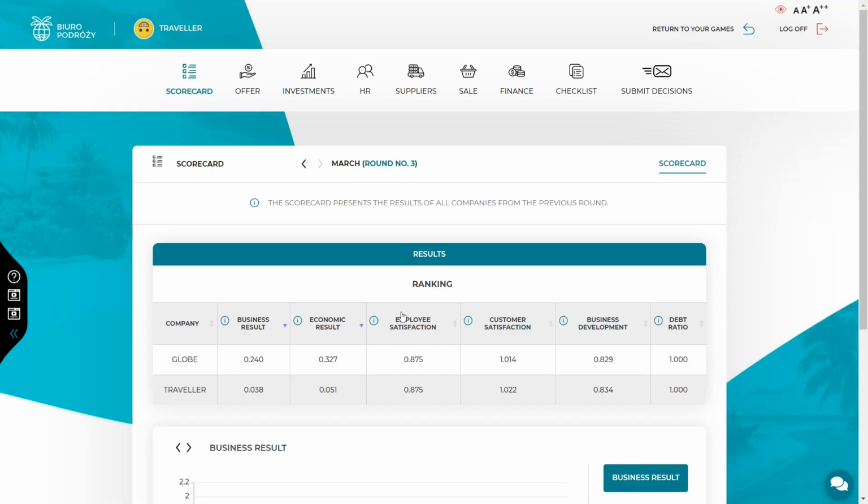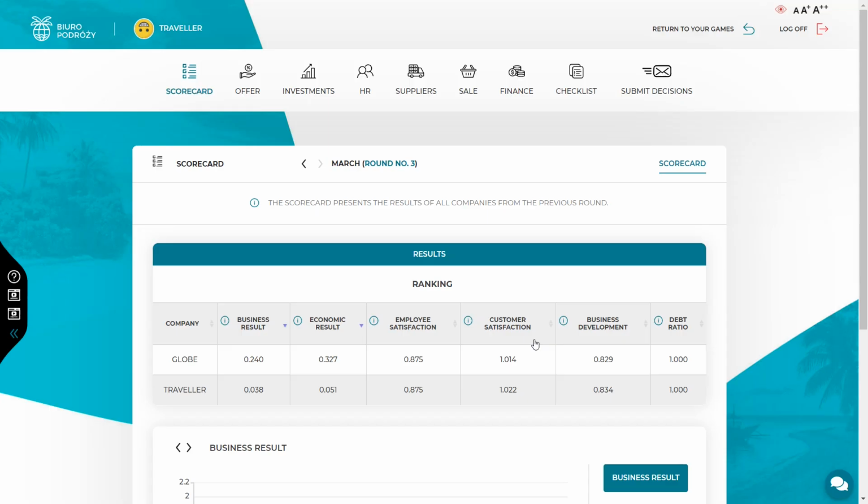Employee satisfaction. This indicator assesses the extent to which employees are satisfied with the working conditions. That is salary, bonuses, the type of contract, the quality of the equipment they work on, and in subsequent rounds also training. This indicator can range from 0 to infinity. The higher the better.